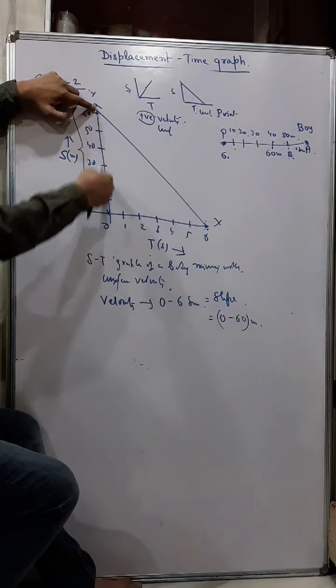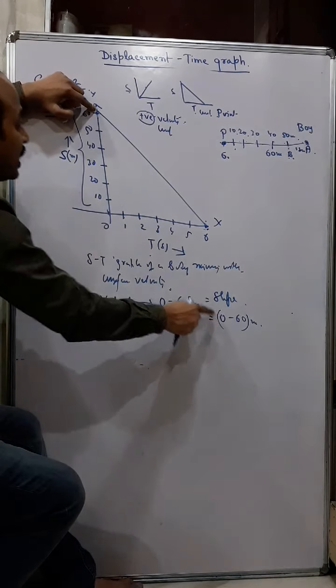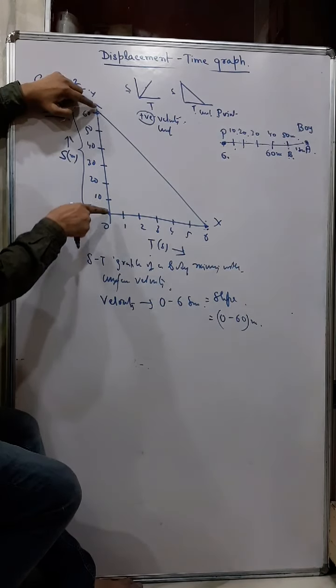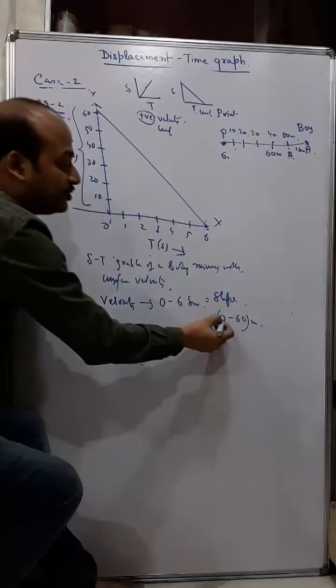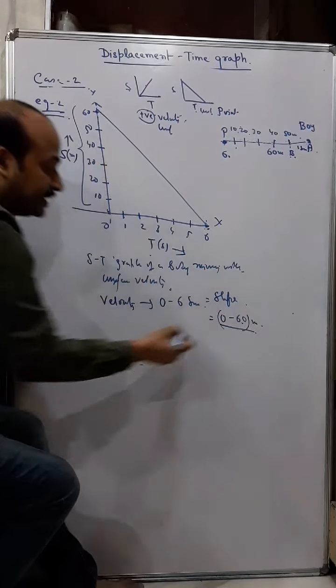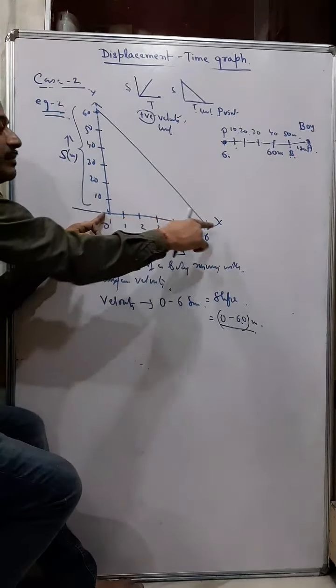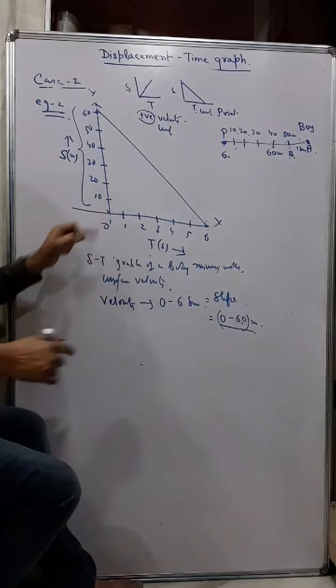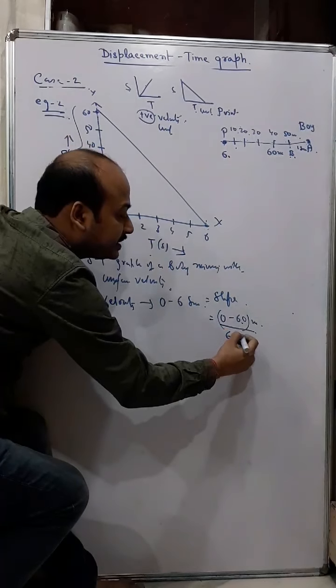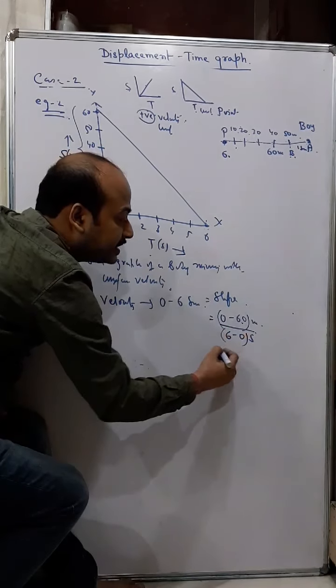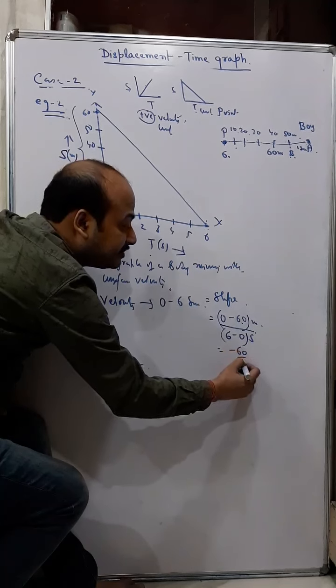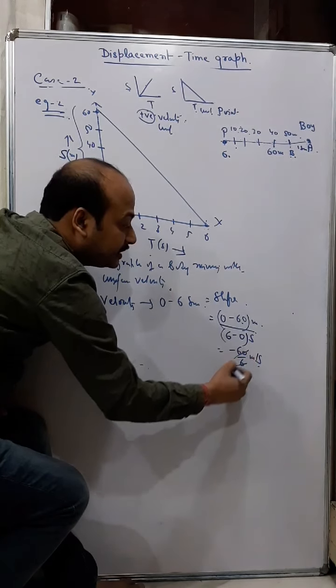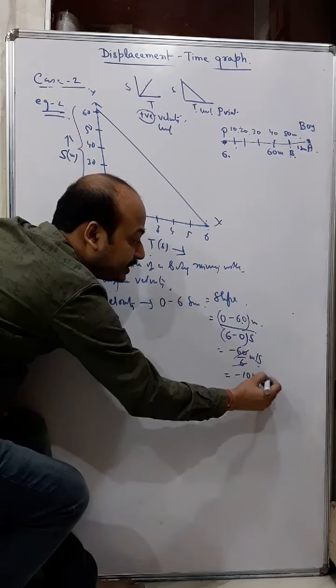So while writing the slope, for this length the final displacement is 0 and the initial displacement is 60. So I will write 0 minus 60 divided by base. Now for the base, the final time is 6 and the initial time is 0. So I will get 6 minus 0 seconds. So finally what do I get? Minus 60 by 6 meters per second. So I get minus 10 meters per second.